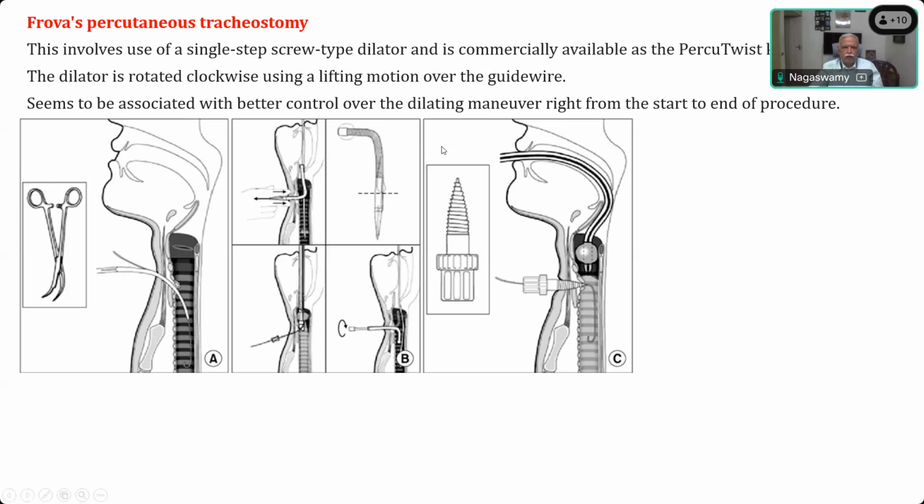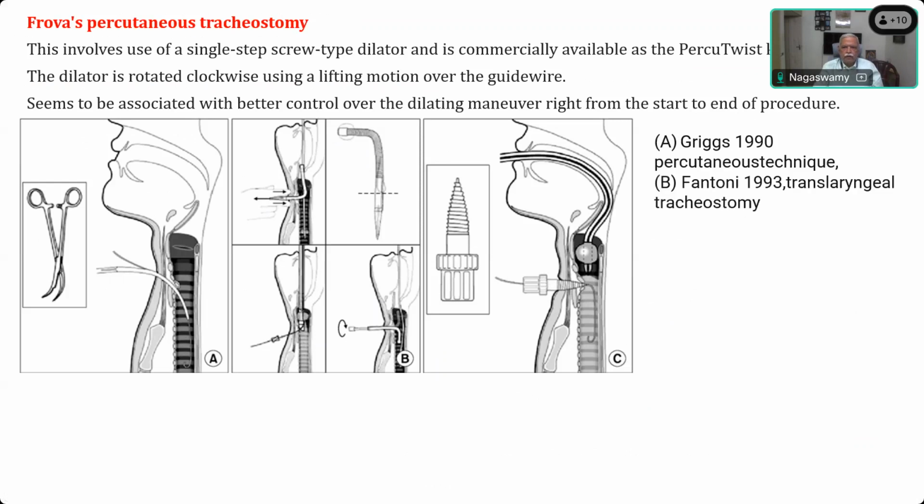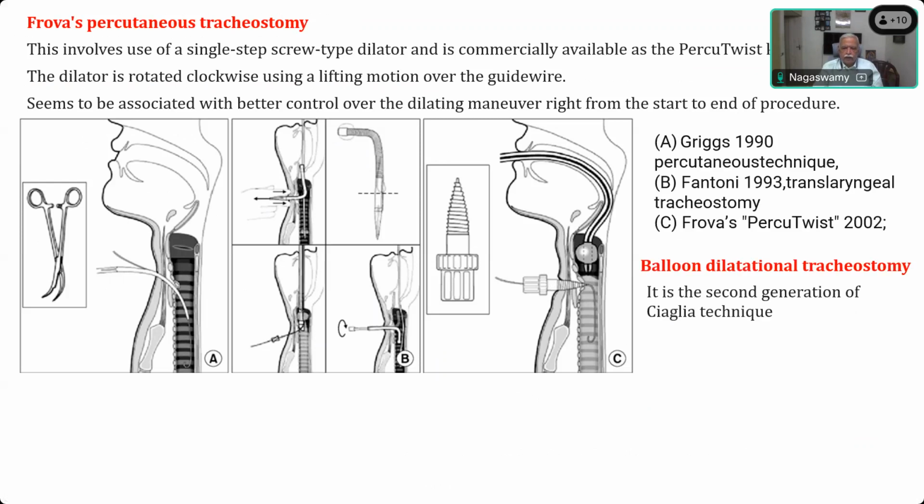This is the PercuTwist method, where there is a single-step screw dilator. So here there is something like a check. You cannot advance it too much, and you use it by a screw or rotation method to go into the lumen of the trachea. So Griggs method, Pertuiset translaryngeal tracheostomy, PercuTwist, these are all the things. Then what I showed you in the picture earlier is the balloon dilatational tracheostomy. This is the second generation of the Ciaglia technique.